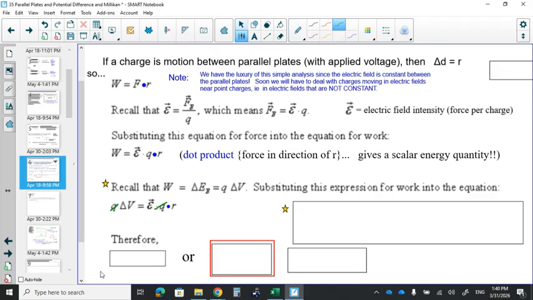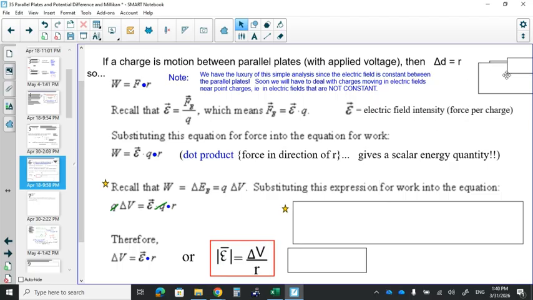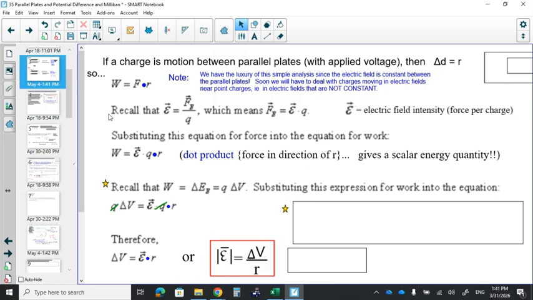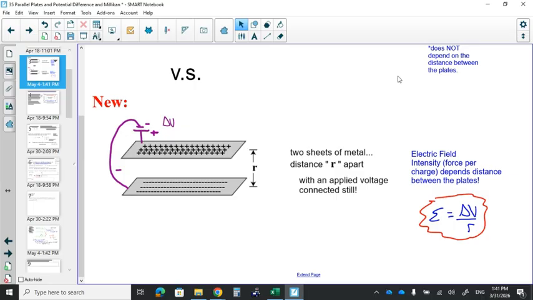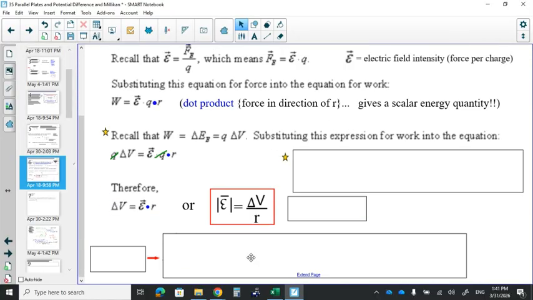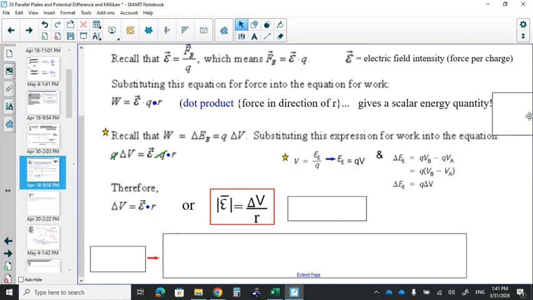And so we're going to end up with delta V equals the dot product of the electric field intensity, the force per charge, with the displacement, if you will, right? And so that comes out to be this if you solve for that electric field intensity. So this has been a development of that result that I said earlier. I just stated this earlier to compare and contrast between them. But this is proof, a development of the fact that that's the case.